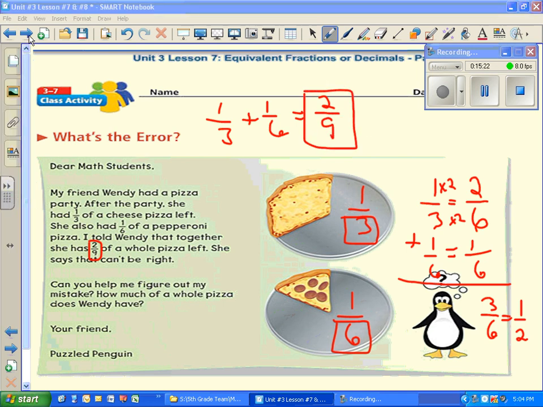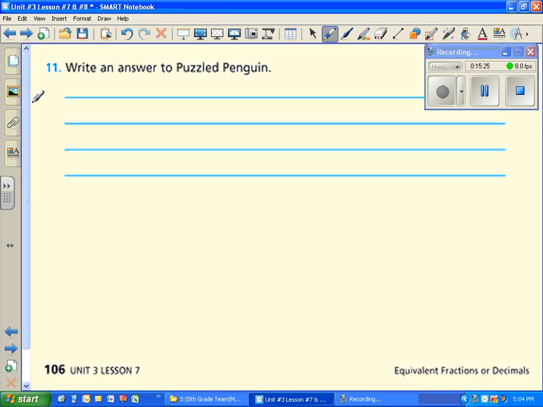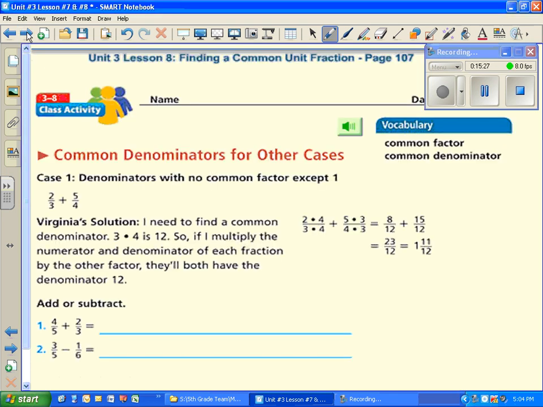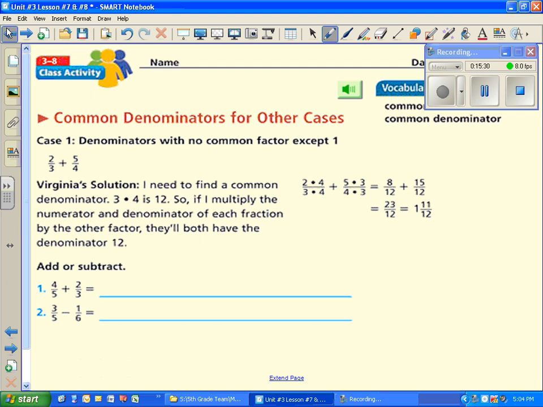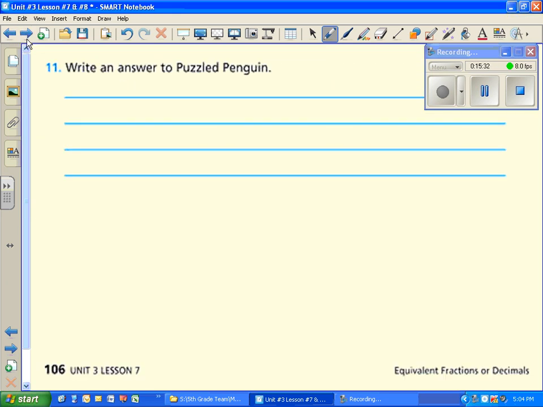So in response, write an answer to Puzzle Penguin. Oops, I thought I had an answer there. Maybe I don't. You would write it back to Puzzle Penguin that they added the numerators and they added the denominators when they should have found a common denominator of 6, and then found out that your final answer would be 3 out of 6 instead of 2 out of 9. So write your answer up like that.